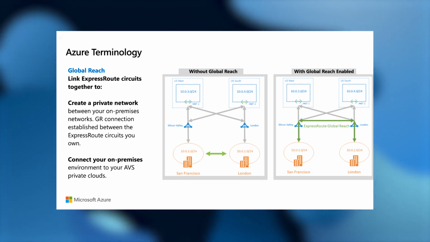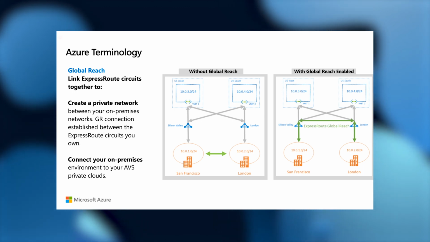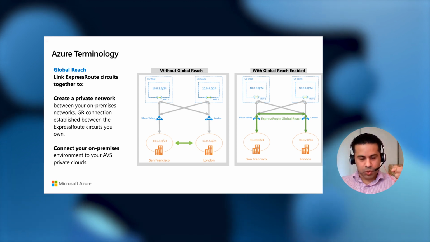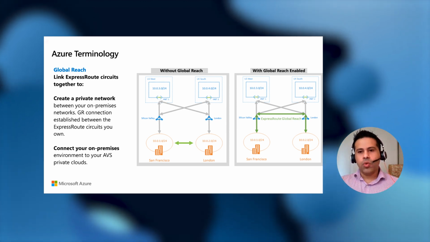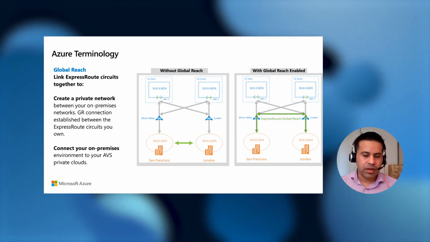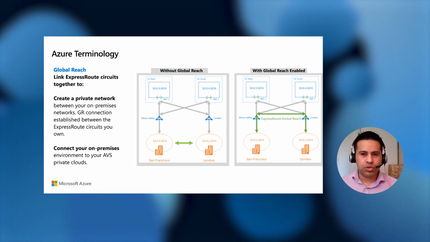Now, traditionally, if you were to go between San Francisco and London data center, or if you were to talk between 10.0.10 subnet to 10.0.20 subnet, you would typically go through a connectivity provider, like you would have some kind of MPLS connection or some kind of inter-DC connection. Now, with Global Reach, since you already have two ExpressRoute circuits going to your Azure VNets, what we are doing in the background, and this is done via one single command, is simply stitching the ExpressRoute circuit and exchanging the routes over it.